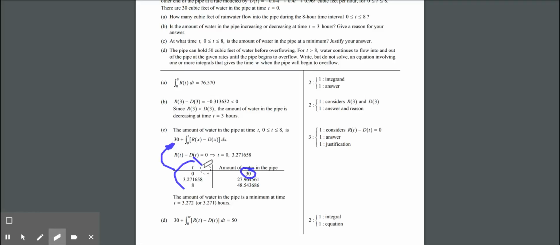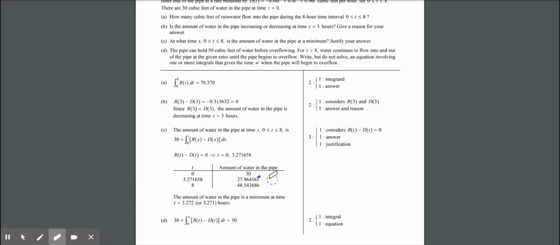You're going to have to use your calculator, math 9, and just do this integral out, okay? So the integral of 30 plus the integral from 0 to 3.272 of y sub 1 minus y sub 2, and you should get 27, and then do it for 8 as well, and you should get 48. Remember, we're looking for a minimum, so we're just trying to find the smallest output here, and that is definitely 27.965. So my answer is the amount of water in the pipe is at a minimum at time t equals 3.27. Okay, there you go.